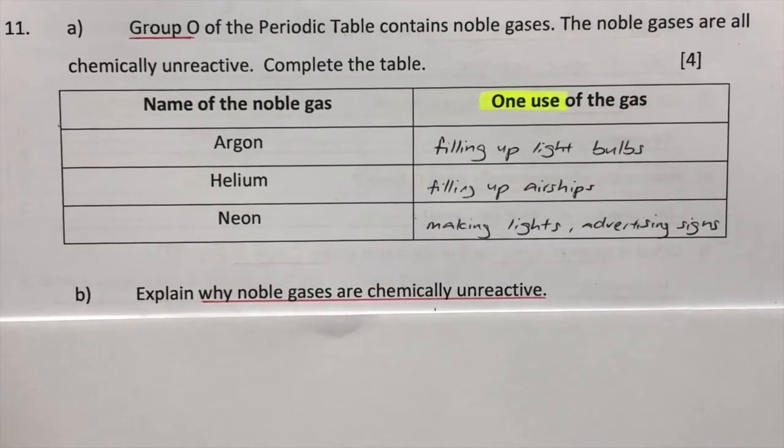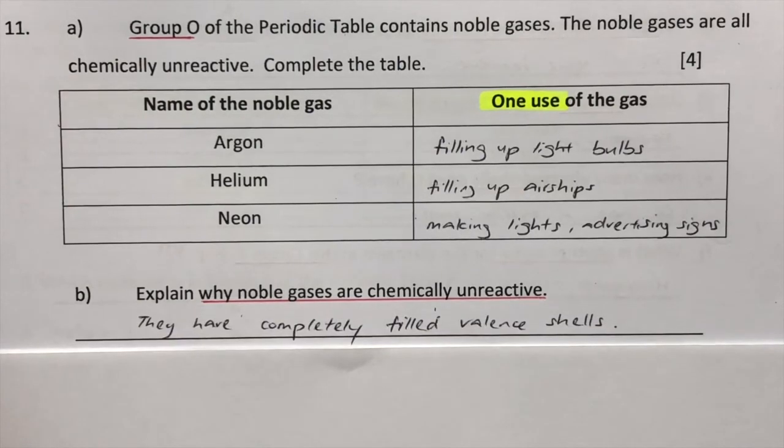Explain why noble gases are chemically unreactive. So noble gases are unreactive because one possible way is they have a completely filled valence shell. You can also say that they have either duplet or octet structures.